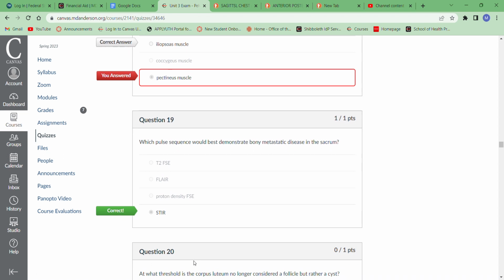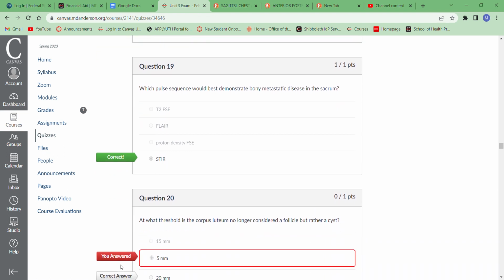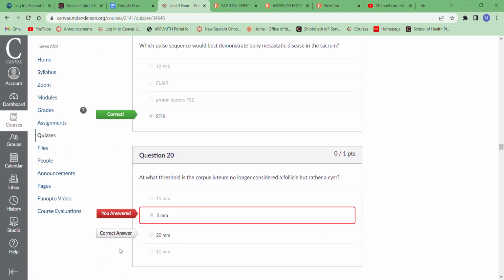At what threshold is the corpus luteum no longer considered a follicle, but rather a cyst? I don't know, which is why I got it wrong. The correct answer is 20 millimeters. So when the follicle reaches 20 millimeters, it becomes a cyst. Sorry, I got that backwards. Follicle, cyst, corpus luteum.